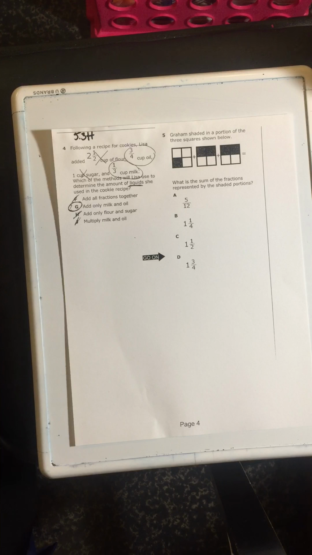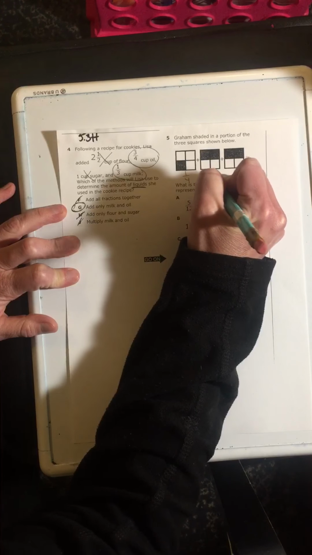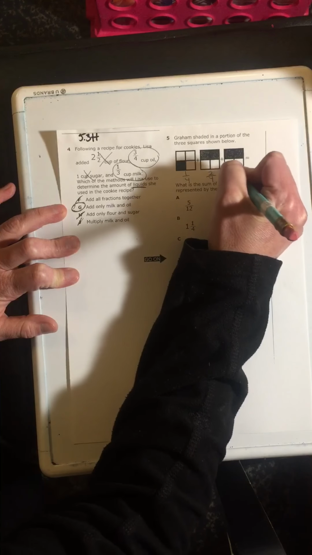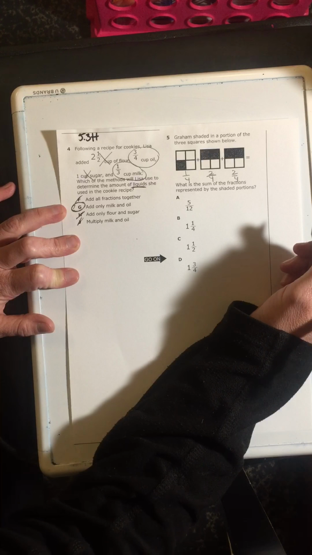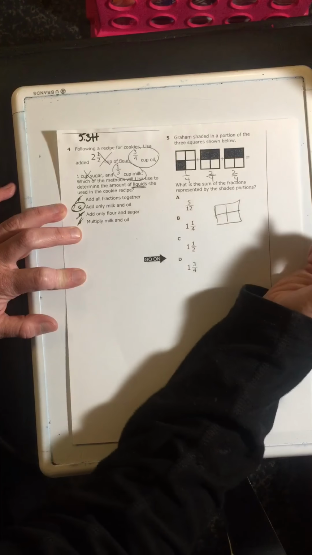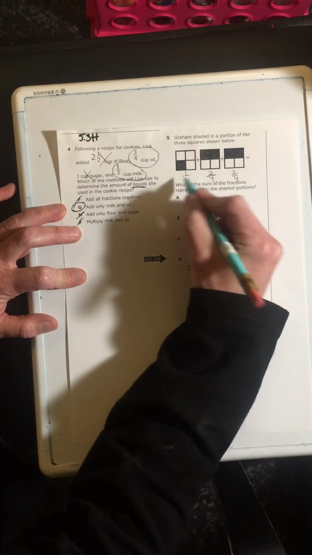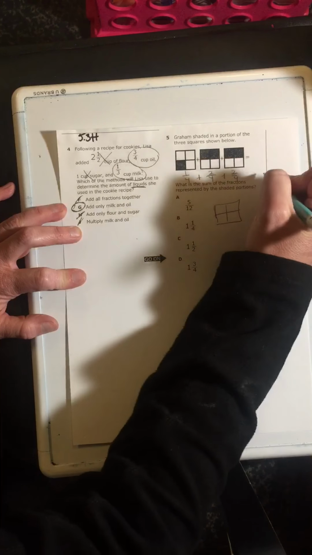What is the sum of the fractions represented by the shaded portions? So I can see that the denominator of the fraction that I have here is 4. So in the first fraction I have 1/4, and in the second fraction I have 2/4, and in the third fraction I also have 2/4. So really all I'm doing here is putting these together. So I could draw my own model, and then I could just start shading in according to what I actually have here. Or I could just add across my numerators.